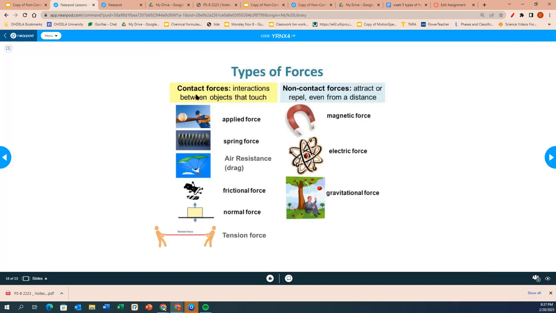Types of forces. Contact forces: applied force, spring force, air resistance, frictional force, normal force, remember that's a supportive force, and the tension in a rope. Non-contact forces are magnetic, electrical force, and gravitational.